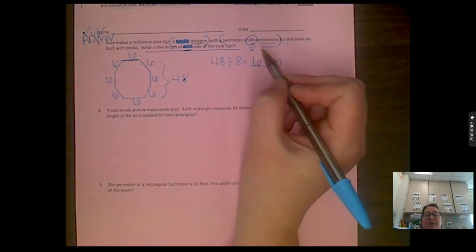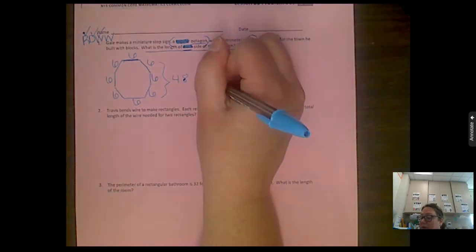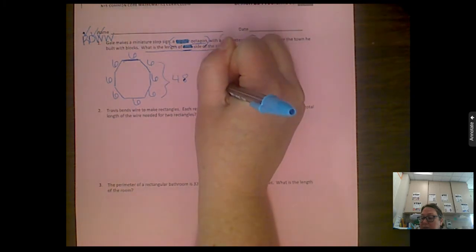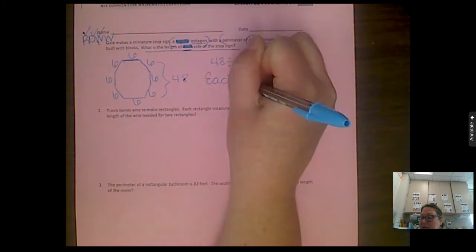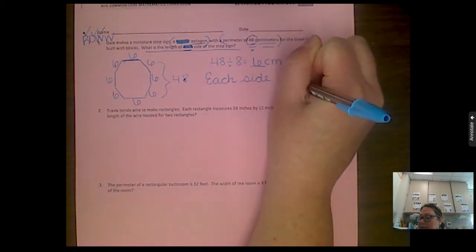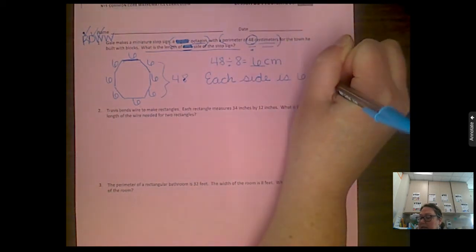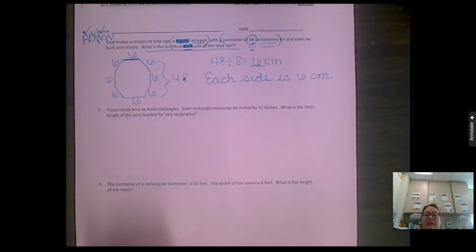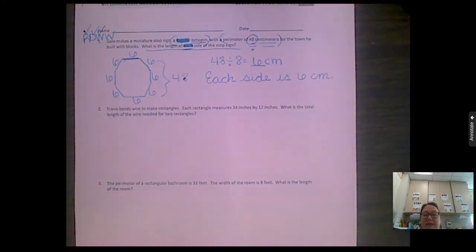So what is the length of each side of the stop sign? I'm going to write it in cursive if you'd like to join me. So each side is 6 centimeters. Each side is 6 centimeters.